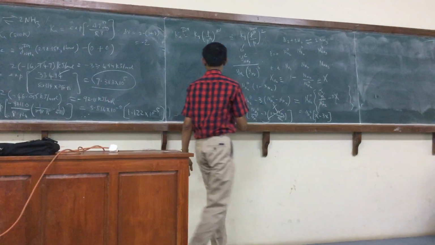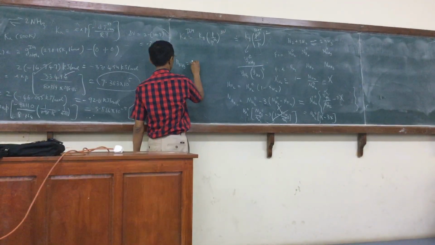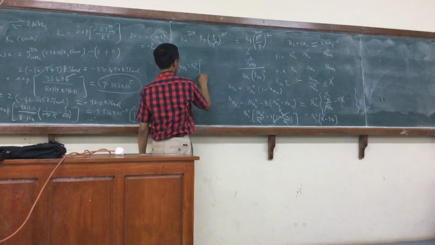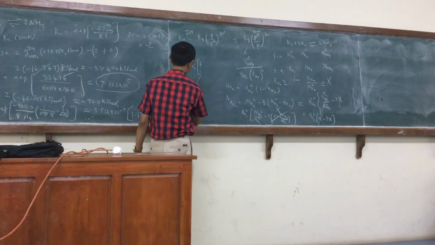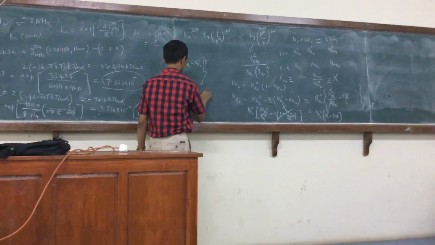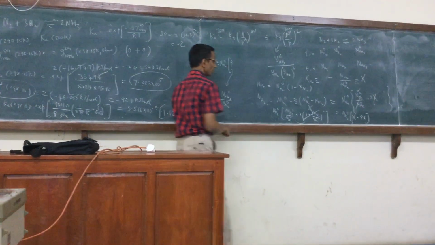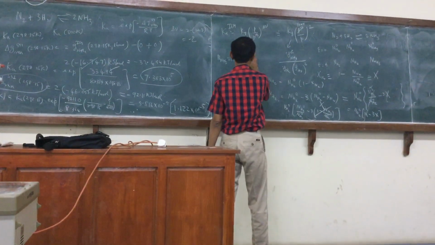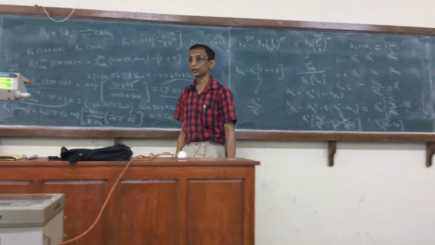Similarly, I can write n_NH3 as n_N2 naught times, I'll call this beta. The beta is n_NH3 naught by n_N2 naught. That's right. And then it would be plus 2x. That can also be easily shown.